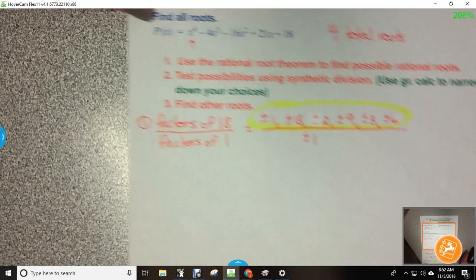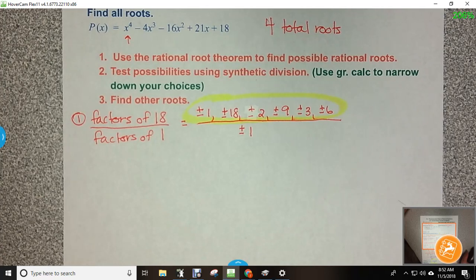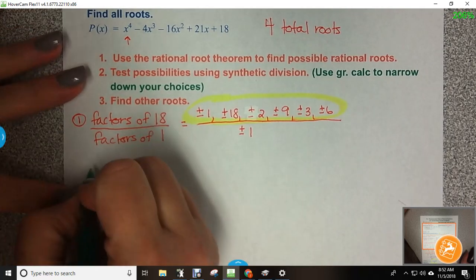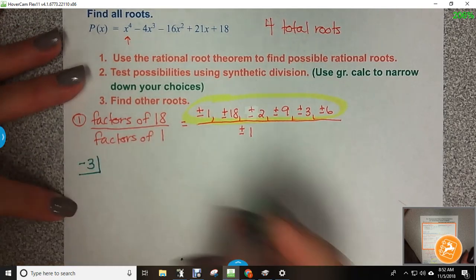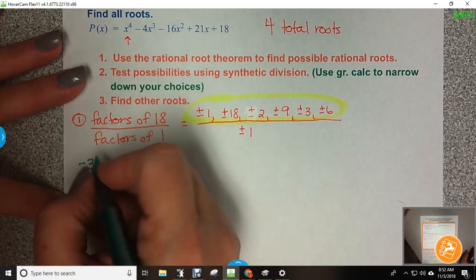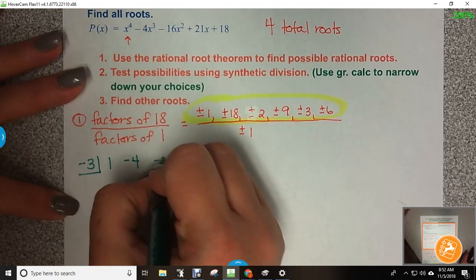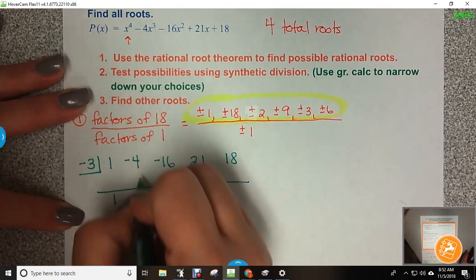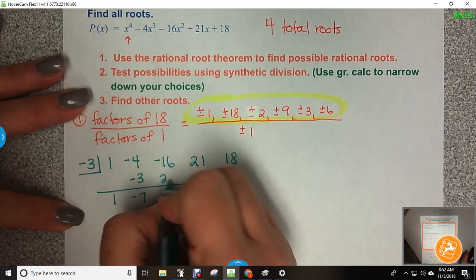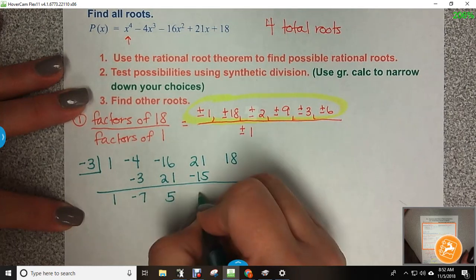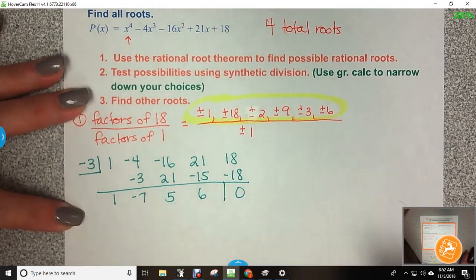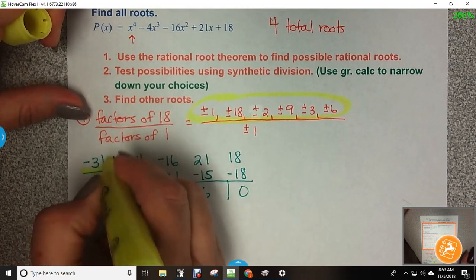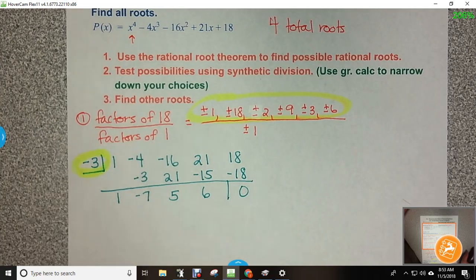So let's go back and let's test the ones we could see in our calculator using synthetic division. So we could see -3 from the graph. So we're going to put -3 in the box. And here's my coefficients. I didn't need any placeholders this time. Okay, doing my synthetic division. And yes, I do get a remainder of 0, so I have been able to verify this is one of my roots. But I also was able to see that 6 was a root on the graph. So let me show you how to go from there.